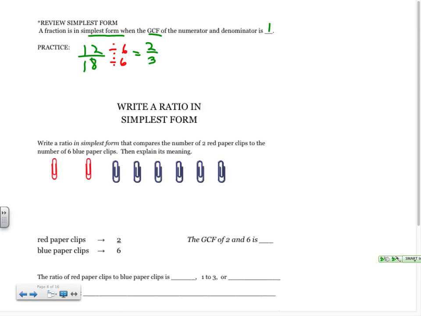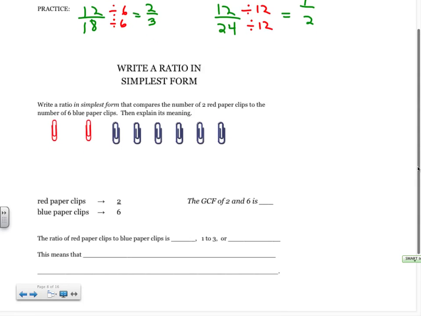I'll do one more practice. This should be an easy one, 12/24. I hope you recognize right away what the answer is. It does equal 1/2 because 12 is half of 24. But let's go ahead and divide by the greatest common factor of 12 and 24. The greatest common factor of 12 and 24 is 12. So when I divide both the numerator and the denominator by 12, 12 divided by 12 is 1, and 24 divided by 12 is 2. So 12/24 equals 1/2. All right, so that's just a quick review of what you should already know.